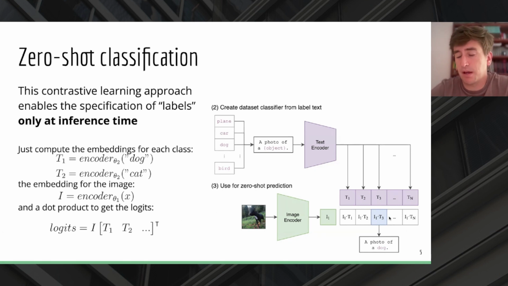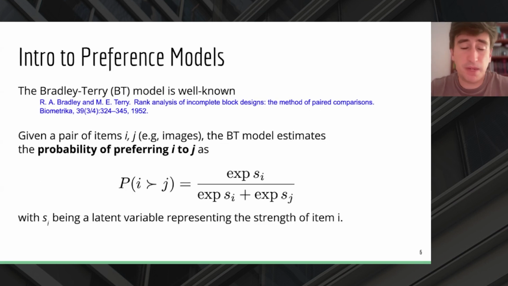You can think of them as models that take a text representation and an image representation, project them to some high dimensional space, and then we compute the dot similarity to see which one is closer. So this is the basis of these deep learning models. And now we turn to preference models, which is the other ingredient we need.